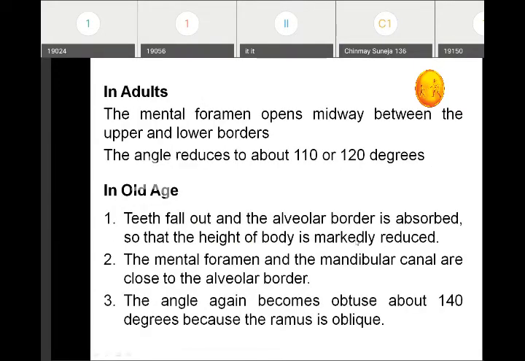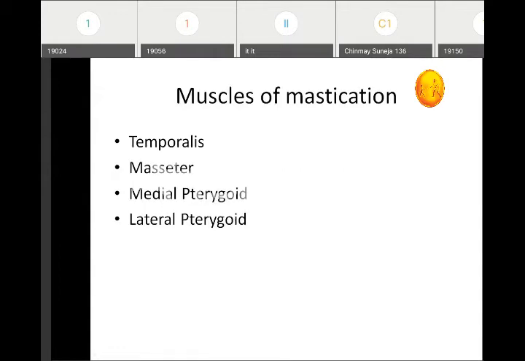What about adult? The mental foramen opens midway between the upper and lower border. The angle reduces to about 110 to 120 degrees. In old age, teeth fall out and the alveolar border is absorbed, so that the height of the body is markedly reduced. Mental foramen and the mandibular canal are close to the alveolar border, and the angle again becomes obtuse, about 140 degrees, because the ramus is oblique. Okay, so these are the age-related changes of the mandible.